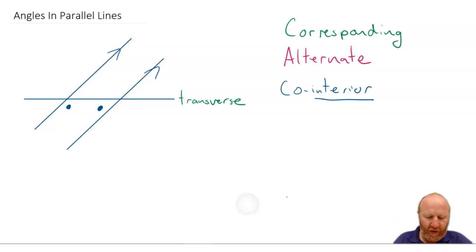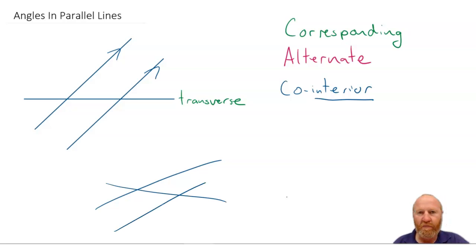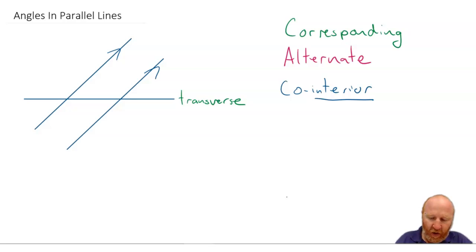So what's so special about these things? Well, if the lines are not parallel, there's not much special about them. If they are parallel, then there are some special things about these lines. When I have two corresponding angles, they are equal. So if I knew that that was 120 degrees, I'd know that this was also 120 degrees.